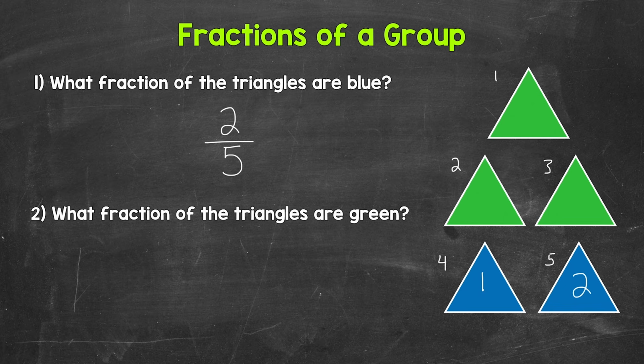Let's move on to number 2 and try another one. So what fraction of the triangles are green? Well, we know that our denominator is 5. That's the total number of triangles. So let's put our denominator of 5. And now we need our numerator. So how many triangles out of the 5 total triangles are green? Well, 1, 2, 3. So 3 is our numerator. So what fraction of the triangles are green? 3/5. Let's try a few more examples and move on to numbers 3 through 5.